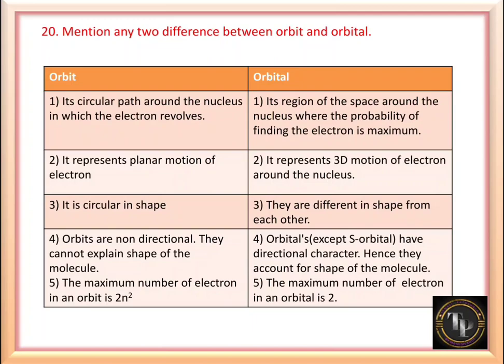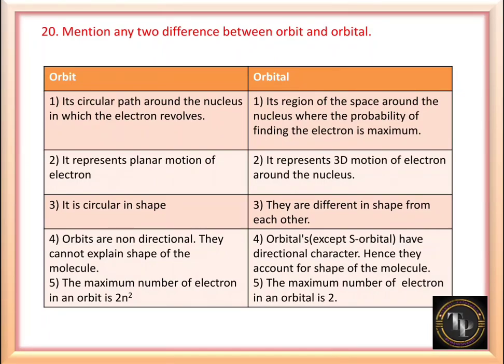Orbit is a circular path around the nucleus in which electrons revolve. But orbital is the region of space around the nucleus where the probability of finding the electron is maximum. In an orbit electrons are moving; in an orbital electrons are found. One is a path, the other is a region. So the circular path around the nucleus in which electrons revolve is called orbit, and the region of space around the nucleus where the probability of finding an electron is maximum is called orbital.